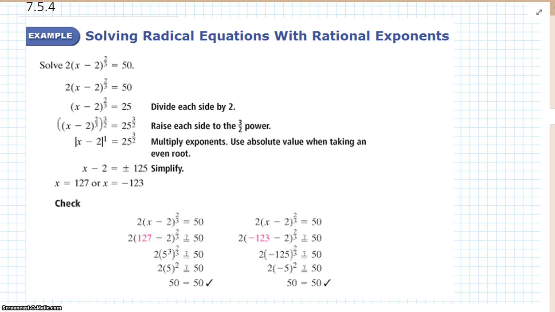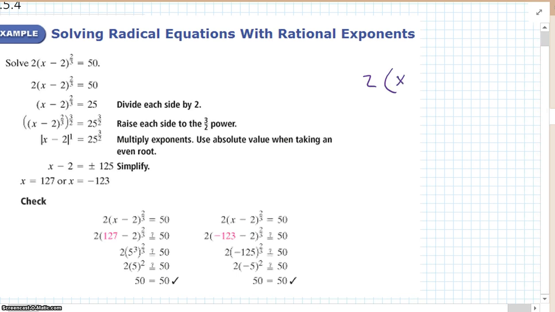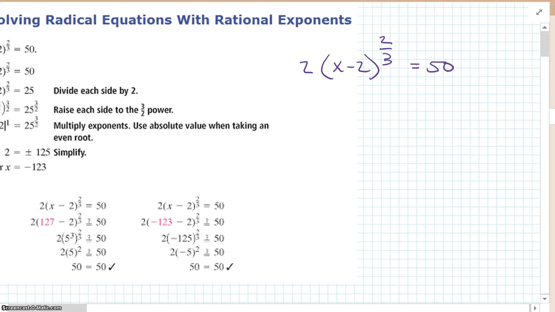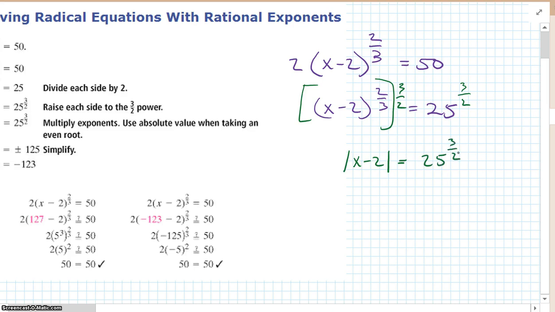So solving radical equations with rational exponents. Okay, so I have 2 times x minus 2 to the 2/3 power equals 50. Step 1, isolate the variable. Divide each side by 2. So I get x minus 2 to the 2/3 power equals 25. Now, take both of these and let's just flip it to the reciprocal and put it to the 3/2 power. All right, since my n value is even, I'm going to say the absolute value of x minus 2 equals 25 to the 3/2 power.